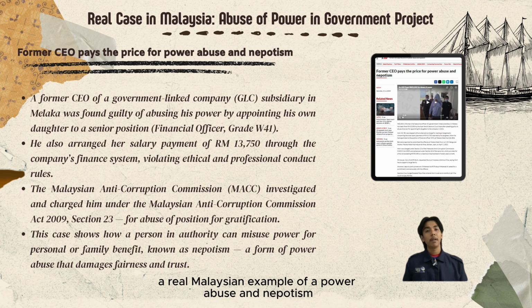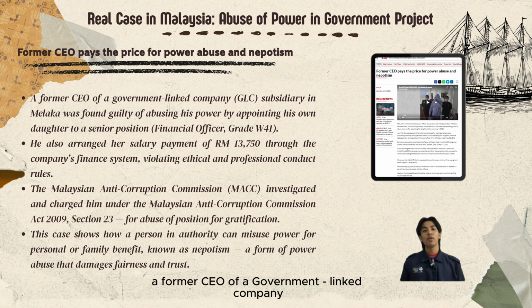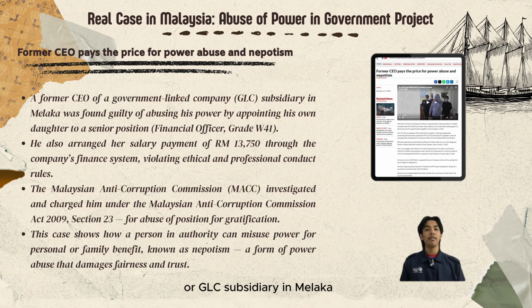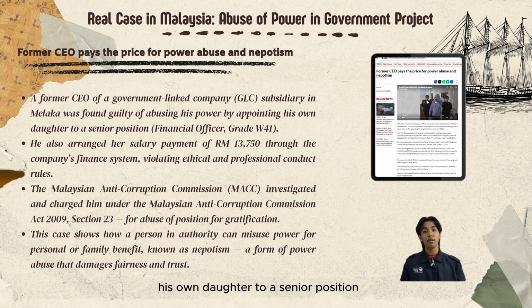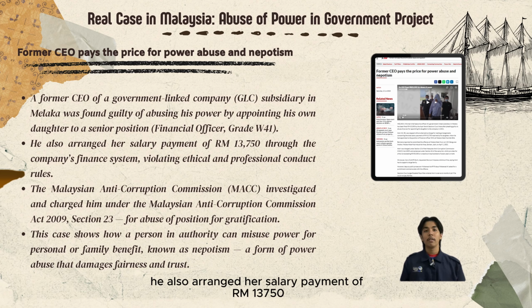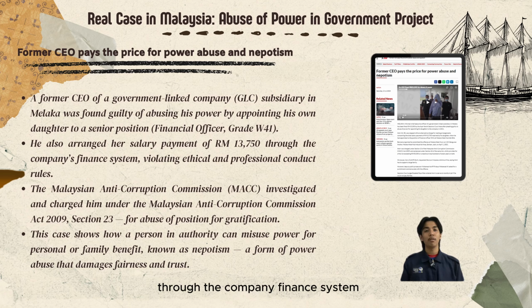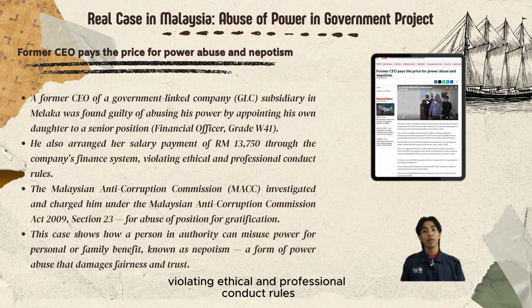This slide shows a real Malaysian example of power abuse and nepotism. A former CEO of a government-linked company, or GLC, subsidiary in Malacca was found guilty of abusing his power by appointing his own daughter to a senior position as a financial officer with grade W41. He also arranged her salary payment of RM30,750 through the company finance system, violating ethical and professional conduct rules.